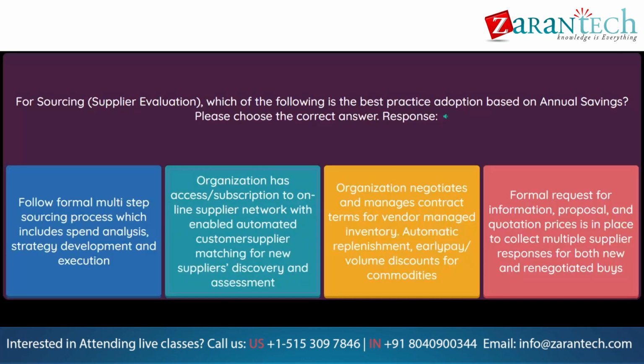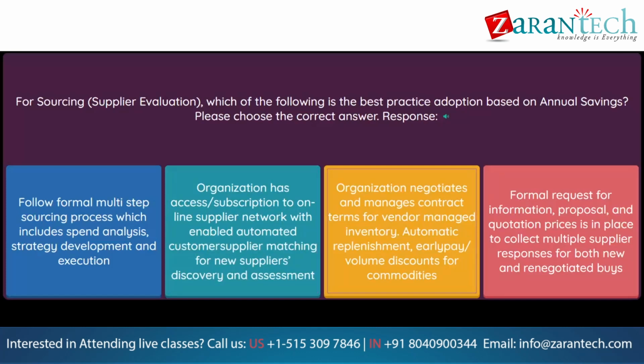Option 2, organization has access/subscription to online supplier network with enabled automated customer supplier matching for new suppliers discovery and assessment. Option 3, organization negotiates and manages contract terms for vendor managed inventory, automatic replenishment, EDI/volume discounts for commodities. Option 4, formal request for information, proposal, and quotation prices is in place to collect multiple supplier responses for both new and renegotiated buys.